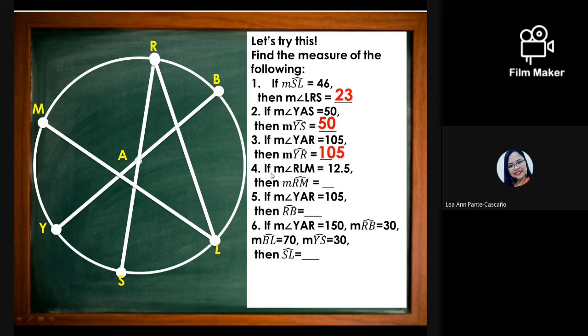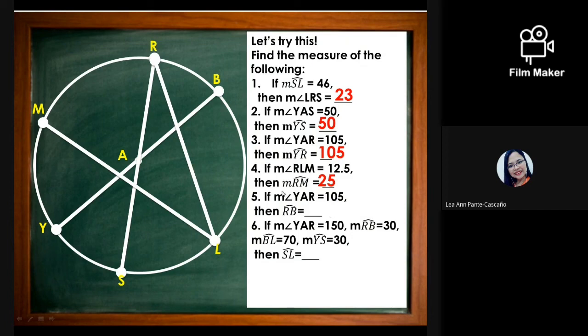Next, kung ang angle RLM ay 12.5, ano daw po ang measure ng arc RM? Ang hinahanap natin is arc. Kapag angle ang hinahanap sa inscribed angle, i-divide sa 2 ang arc. Ngayon naman po, ang hinahanap natin arc. So, ibig sabihin, yung degree measure ng angle, i-multiply lang natin siya sa 2, i-double lang natin siya. So, 12.5 times 2, the arc is 25.